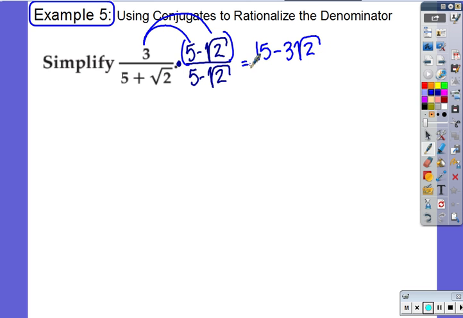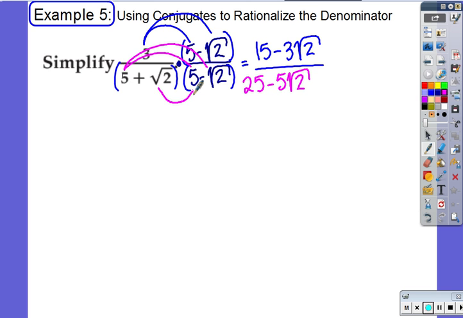And then we have to do what in the denominator? Well, they don't just cancel out. What do you have to do if you have a binomial times a binomial? Double distribute. Okay, so let's double distribute. So we've got 5 times 5 is 25. 5 times negative square root of 2 is minus 5 square root of 2. Now I'm going to come from the second term. Square root of 2 times 5 is plus 5 root 2. And then finally a positive square root of 2 times a negative square root of 2.